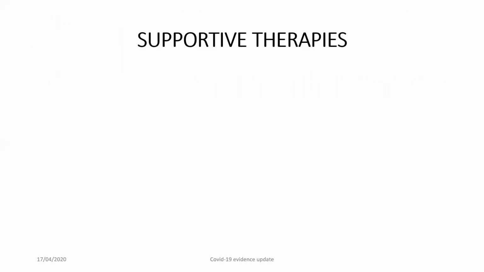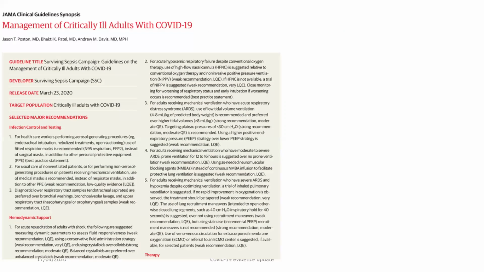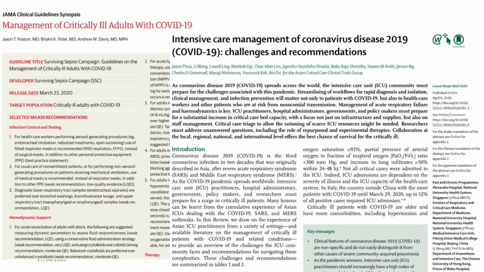I'm just going to mention supportive therapies very briefly. There are 2 very detailed sets of recommendations that have been published. The first one by Jason Poston and colleagues in JAMA, which has been organized by the Surviving Sepsis campaign and has a lot of interesting and important recommendations. And then secondly, this study by Jason Foy in the Lancet, which is part of the Asian Critical Care Clinical Trials Group. Both of these are worth a read, and there's lots of similar areas of crossover, and they go into a lot of detail about what does have evidence, what doesn't have evidence, and what is recommended in different scenarios. And it is very useful for guiding practice.